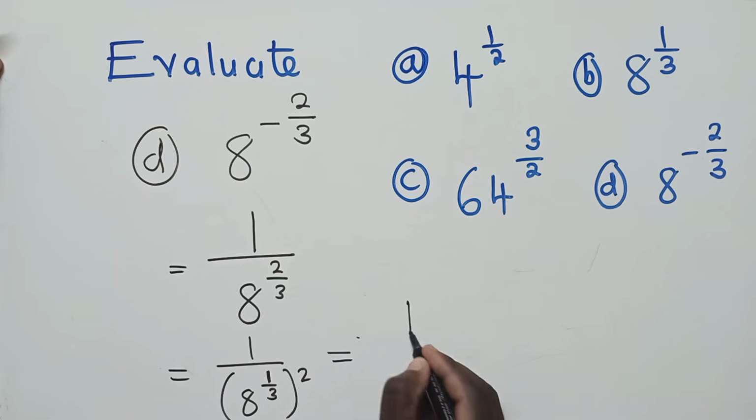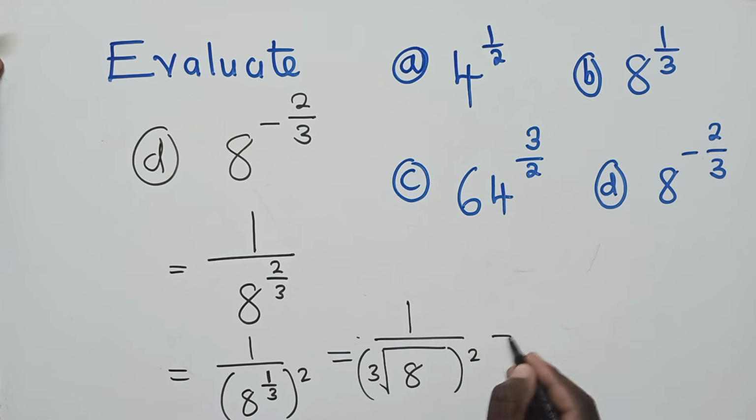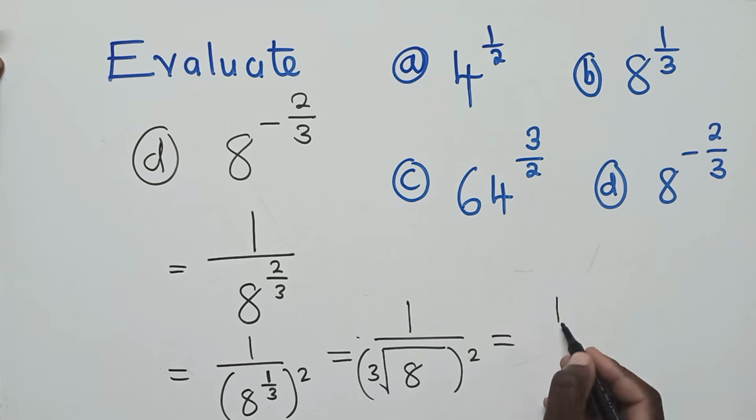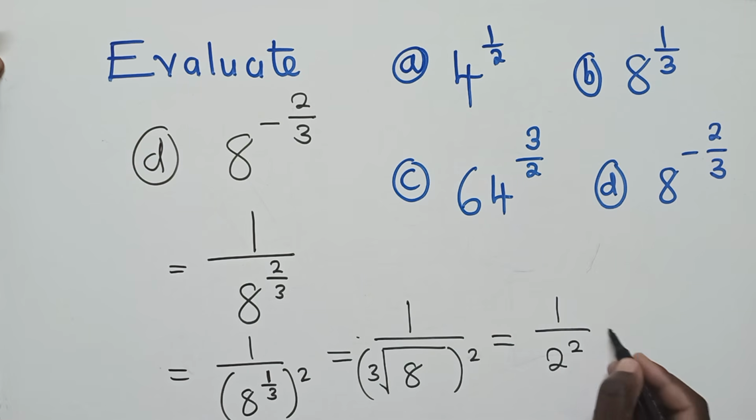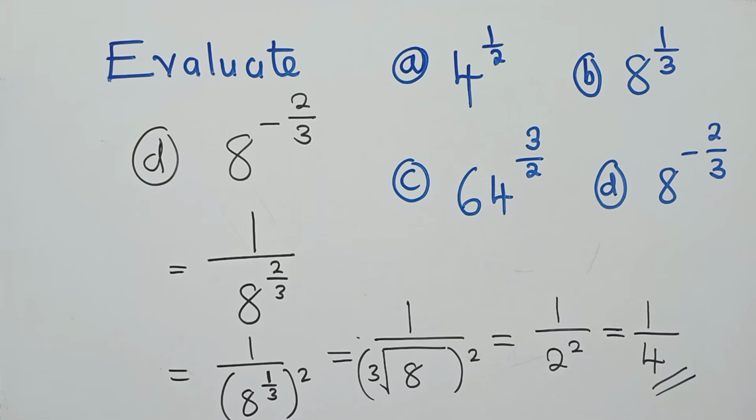So we're going to say 1 over the cube root of 8, and then you square the answer. So the number, when it multiplies by itself 3 times, you get 8. That is a 2. So we're going to write 2 power 2, this 2 here. So what is 2 power 2 down there? It will be there on top 1 and a 4 down here. This is our solution.